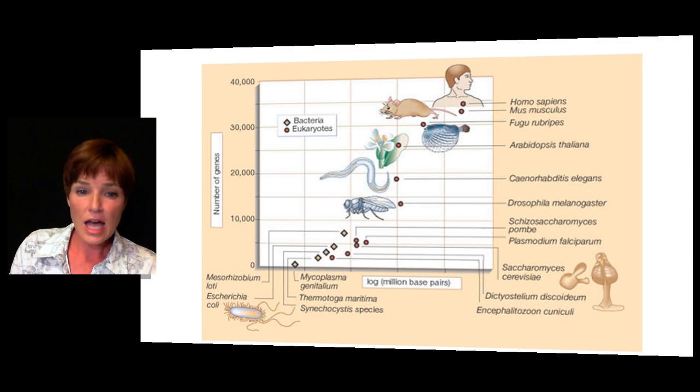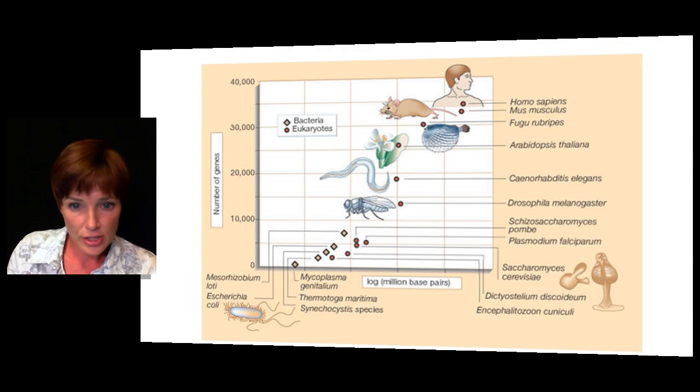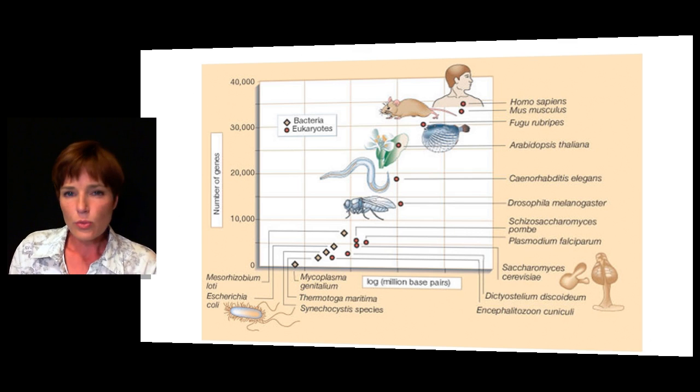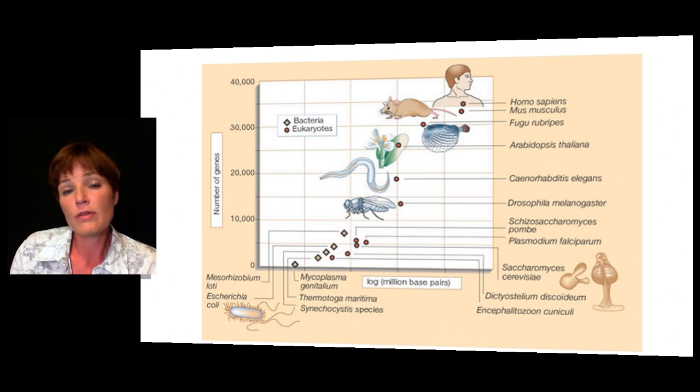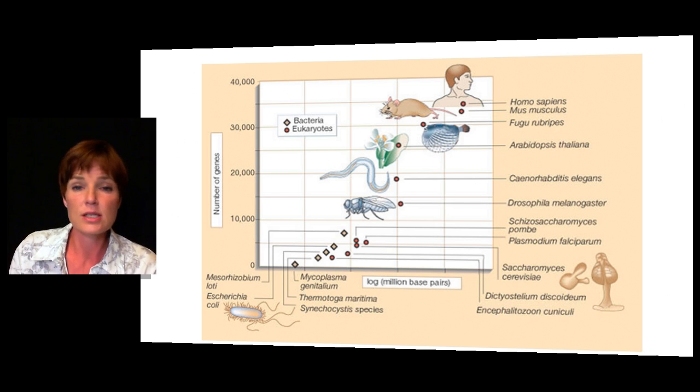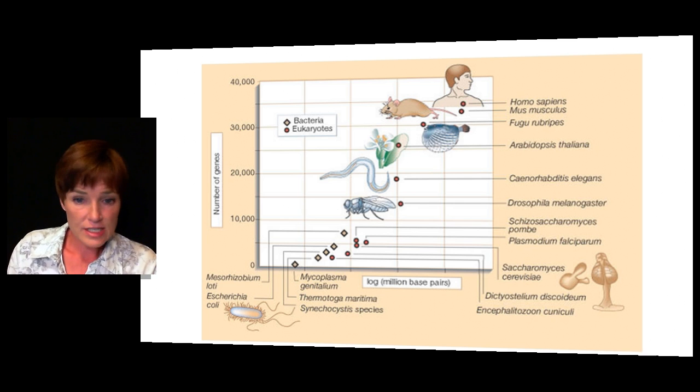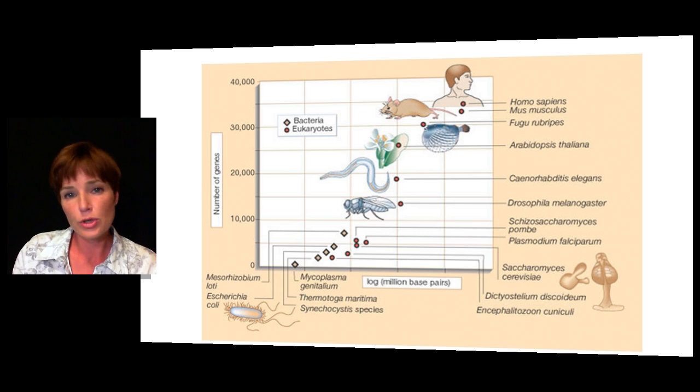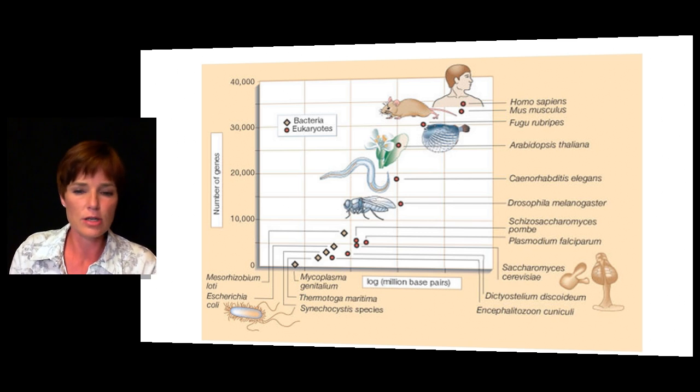We can also look at how many genes are present in an organism. There isn't a real good relationship between complexity, or what we view as complexity of an organism, and the number of genes that they have. Humans have a very similar number of genes to what we would find in a mouse. So we're looking at maybe somewhere around 30 to 40,000 genes present in those.